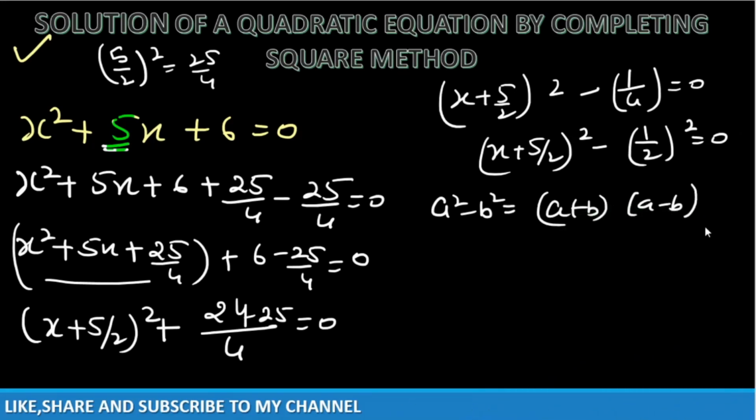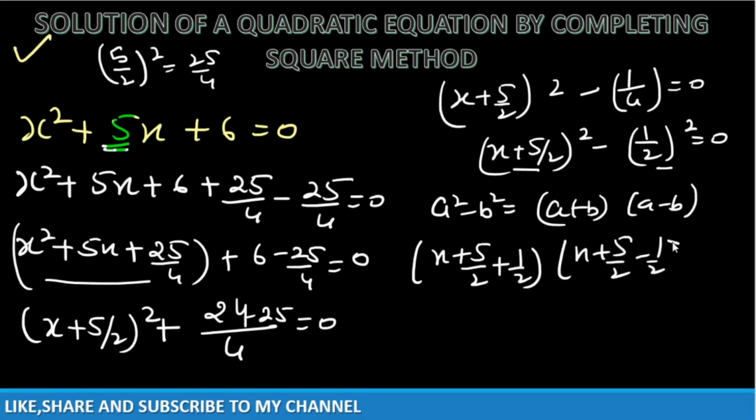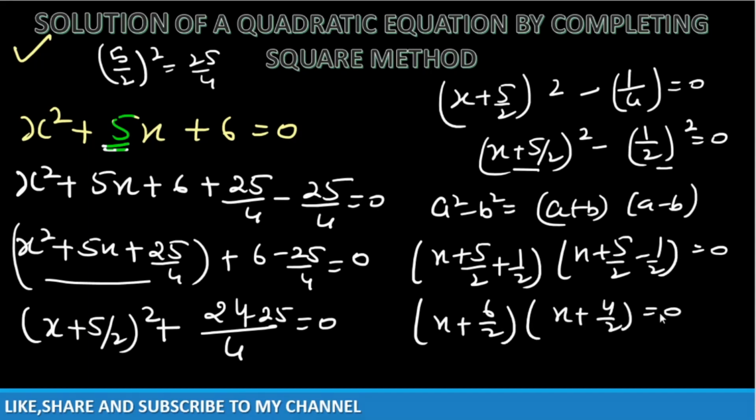So now I am going to tell you the remaining part of this question, how to do it. Look at this, this is the value of a square and this is the value of b square. Now I will add them, it becomes x plus 5 by 2 plus 1 by 2. After this, x plus 5 by 2 minus 1 by 2 is equal to 0. So I can say x plus 5 by 2 plus 1 by 2 becomes 6 by 2. And here x plus 5 minus 1 becomes 4 by 2 is equal to 0. Now you can say 2 threes are 6, 2 twos are 4.